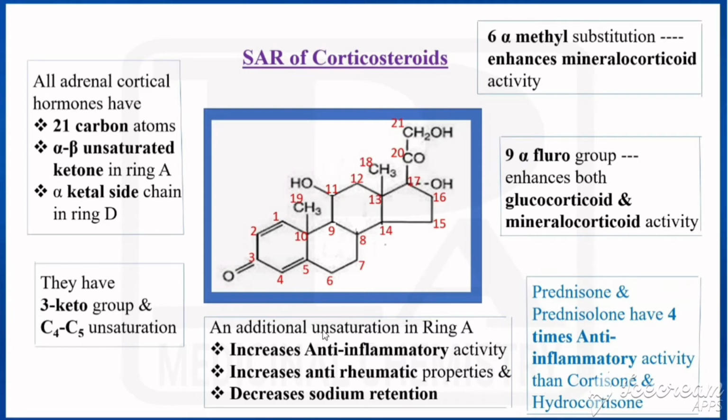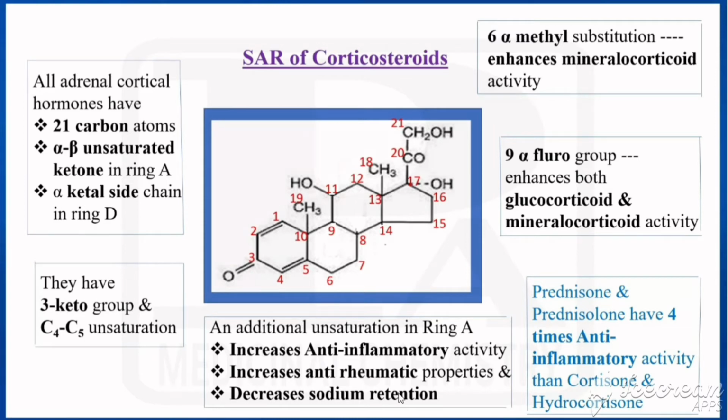If it is having additional unsaturation in ring A, what happens? The anti-inflammatory activity would be increased, anti-rheumatic properties would be increased, but sodium retention would be decreased. So what is the use of this extra bond, that is additional unsaturation? The anti-inflammatory activity, anti-rheumatic properties would be increased, but sodium retention would be decreased.